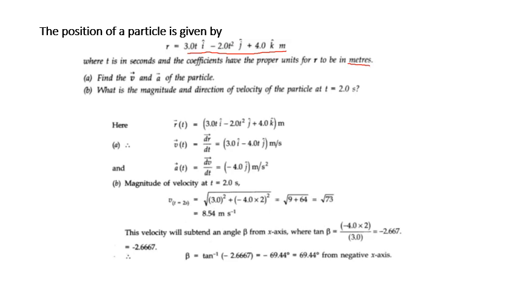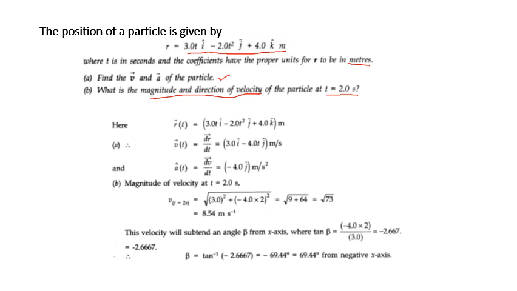Find the velocity and the acceleration of the particle. This is your first part of the question. The second part is: what is the magnitude and direction of velocity of the particle at t equal to 2 seconds? Fine. So first we'll find the velocity and acceleration for the given position vector. First you have to write the position vector 3t i minus 2t squared j plus 4k meters.